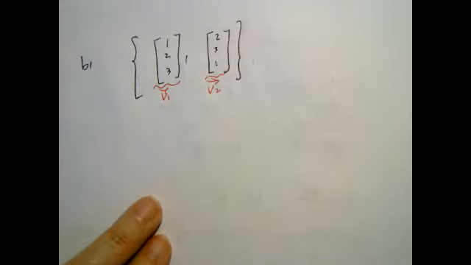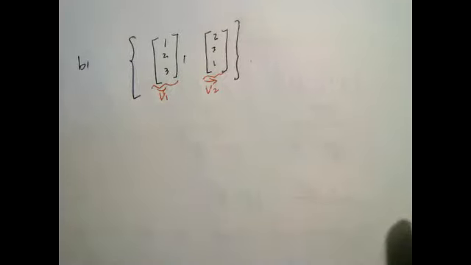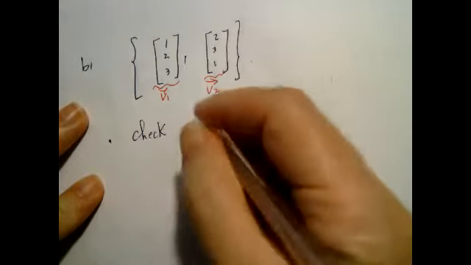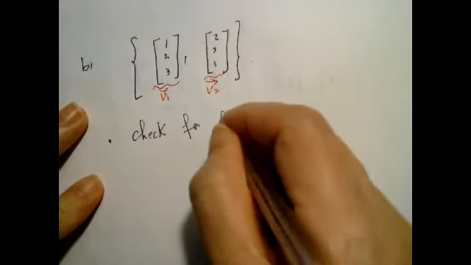Now, back to you. Do they form a basis for R3? Okay, R3 is my subspace, so of course they are vectors in R3. First, we can check for linear independence.